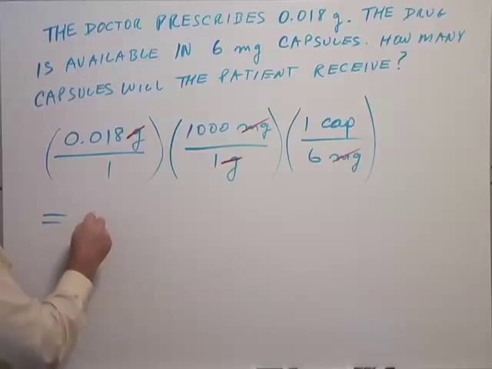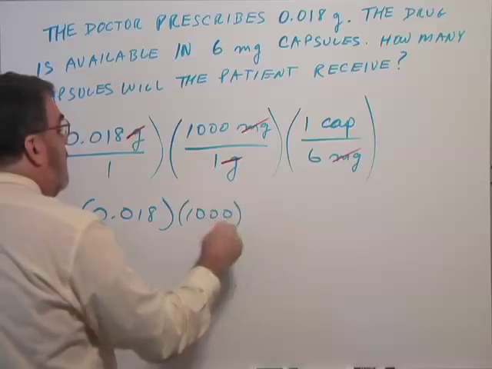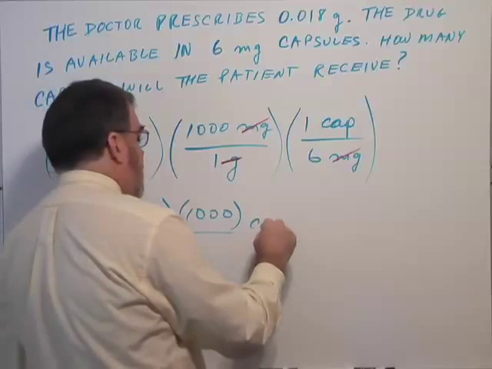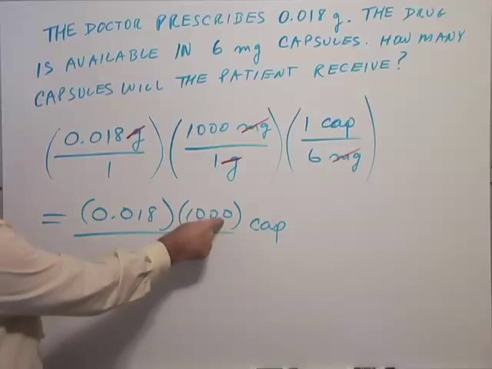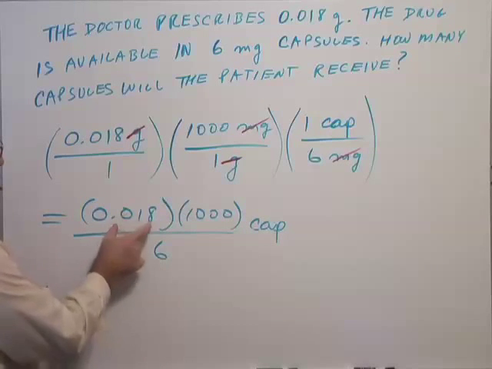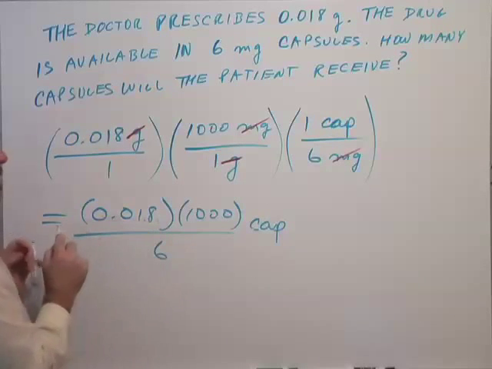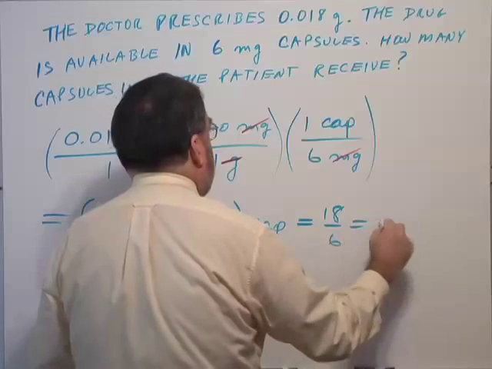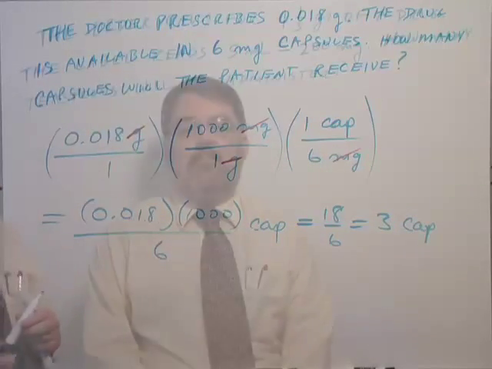And we have this calculation, 0.018 times 1,000 over 6, and that's capsules. Here I think it would be easy to multiply 1,000 times this decimal number, and multiplying by 1,000 means we're going to make this number larger by 3 places. So I count over 3 places, that becomes an 18. So this is 18 over 6, which is 3 capsules. So there we go.